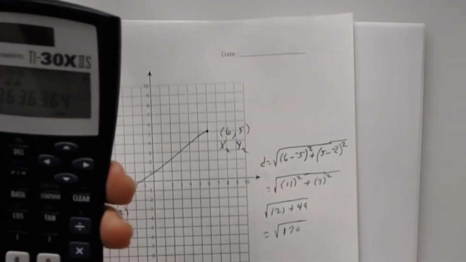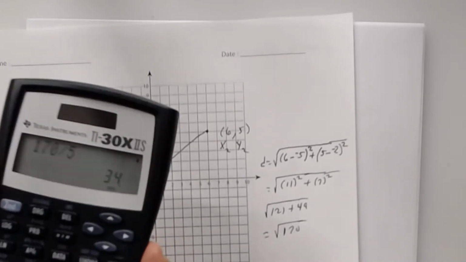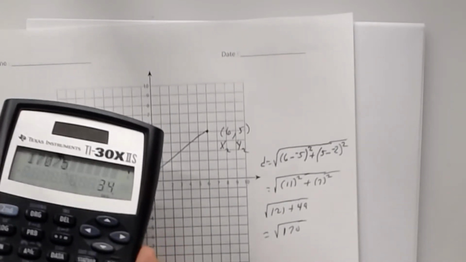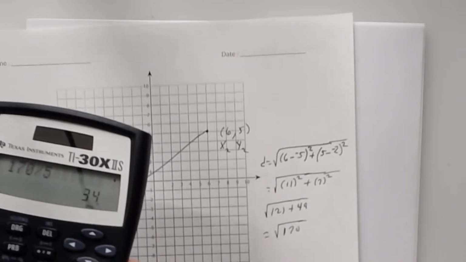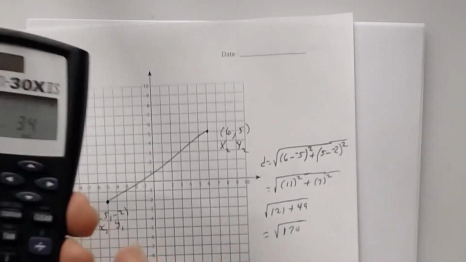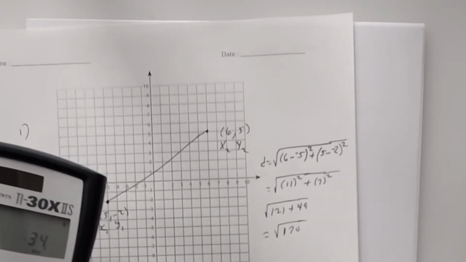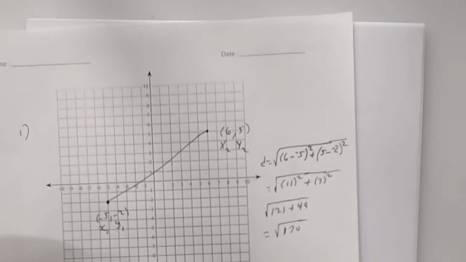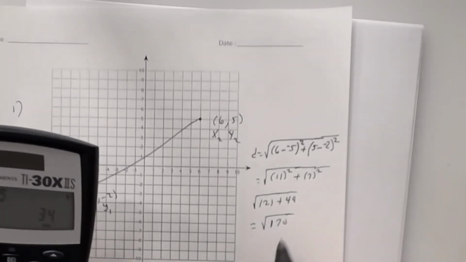But let's see what we have. So 170 divided by 5 is 34. Okay, and 34 is 2 times what? 17. So using 5, 2, and 17, can I multiply any pairs to get a perfect square? No. So can I simplify the square root of 170? No.